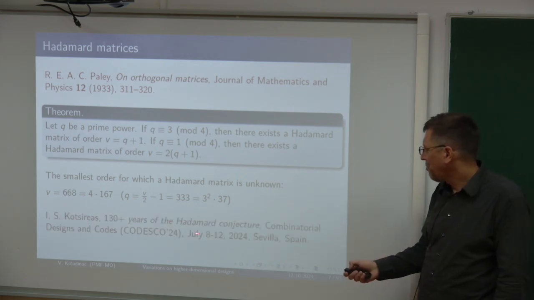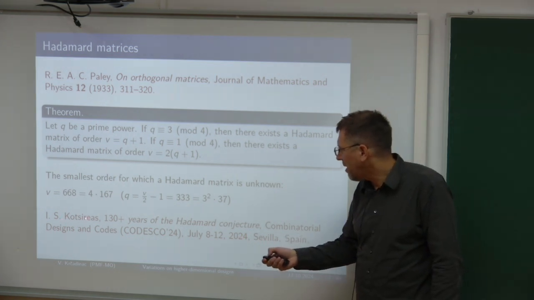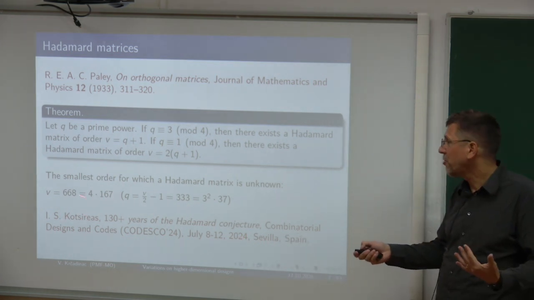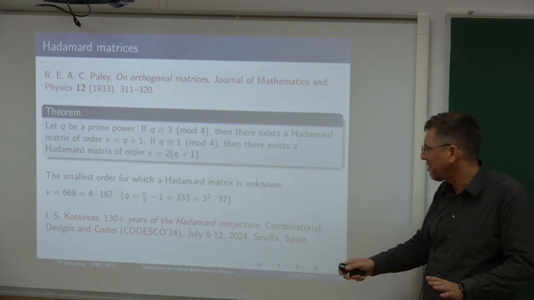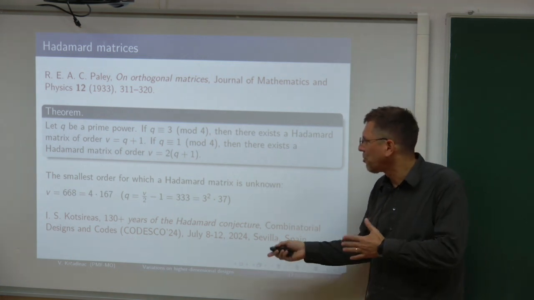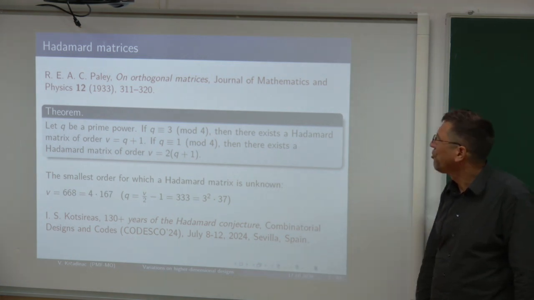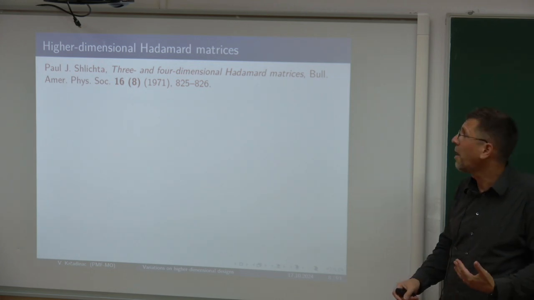Recently, there was a conference in Sevilla. Ilias Kotsireas talked about the Hadamard conjecture, 130 plus years of the Hadamard conjecture, and he gave a very nice account of various types of construction. I'm not going to talk about this much because I want to focus on higher dimensional versions of Hadamard matrices.